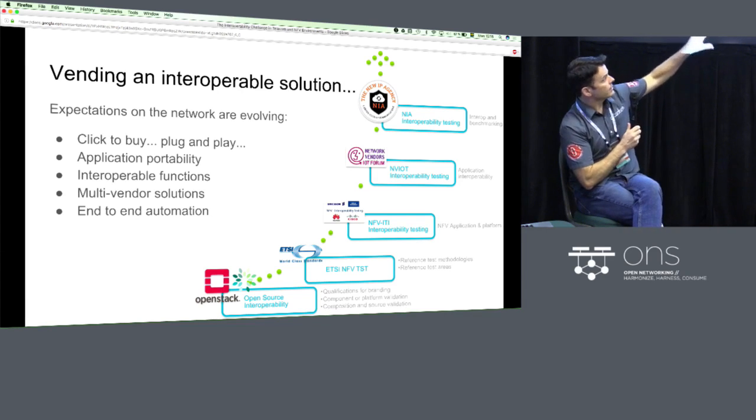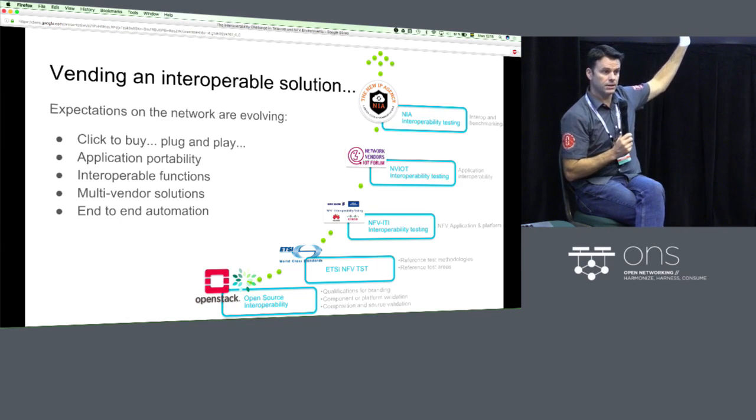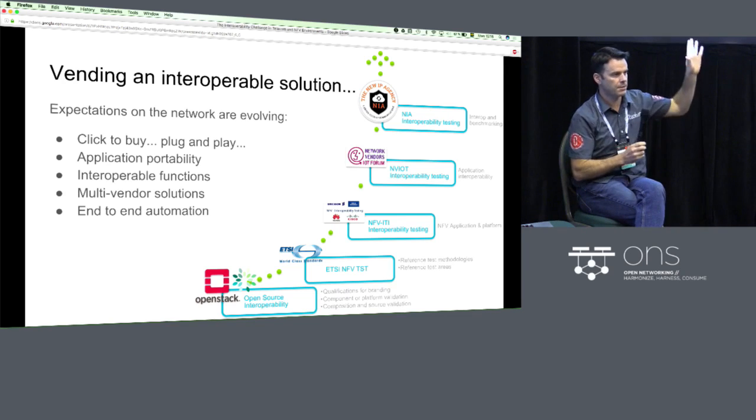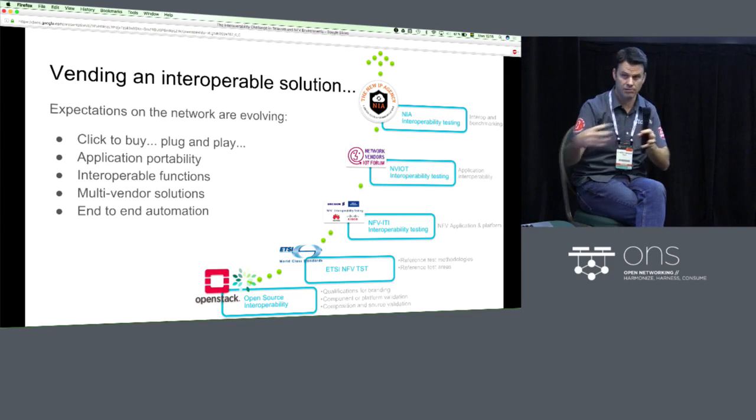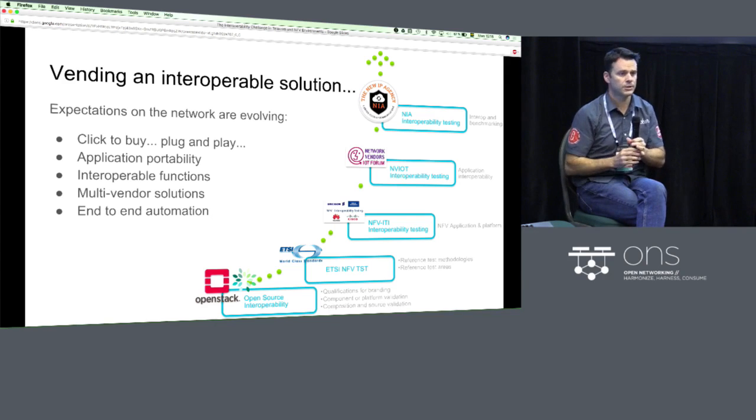Then some of the vendor activities, NFV IOT is up there, and that's been around for a long time now. That's where all the vendors got together and we said, okay, I've got an EPG and I've got an MME and I've got all these sorts of things, and we plug them together and we make sure they work as vendors. And that helps us solve that interoperability challenge.